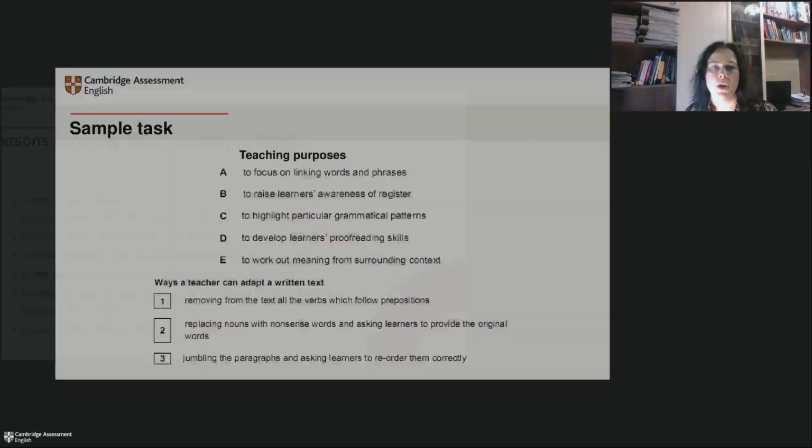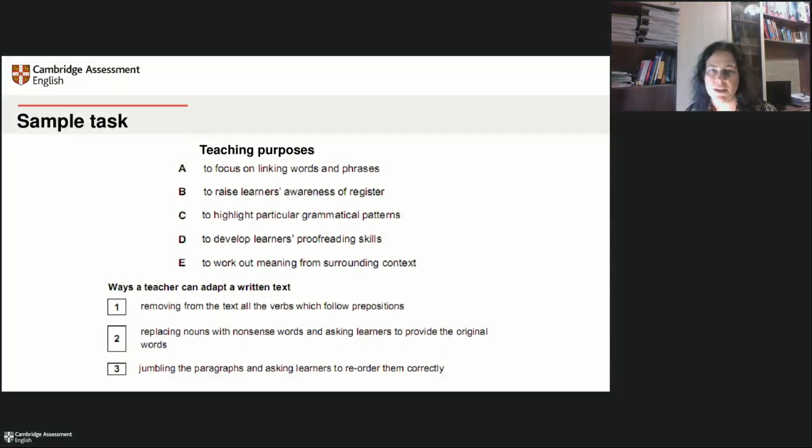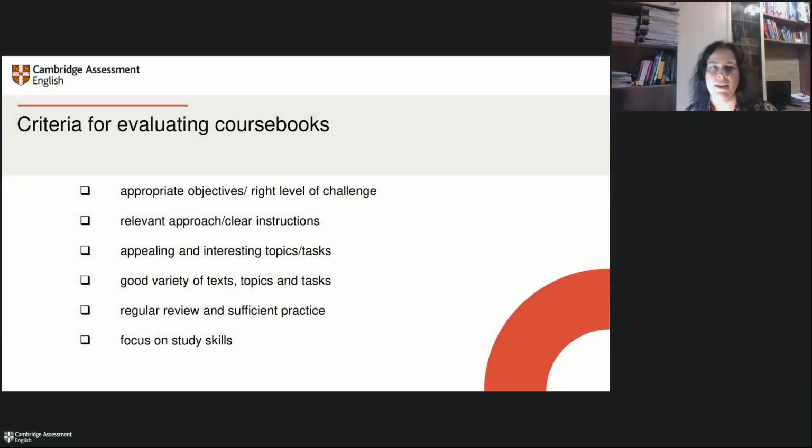Good. So I have a couple of tasks, but I'm going to skip through the slides. And here is something that can help you. You can do the task later and the answers are embedded. The criteria for evaluating course books. Those of you who are experienced teachers and you're considering different ways of adapting materials for your learners.